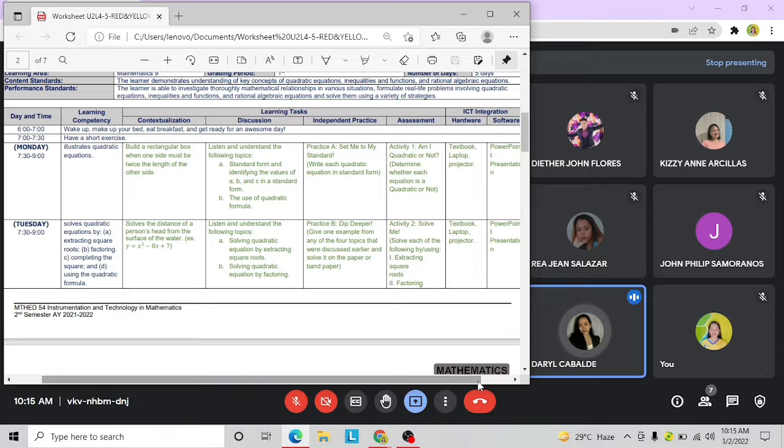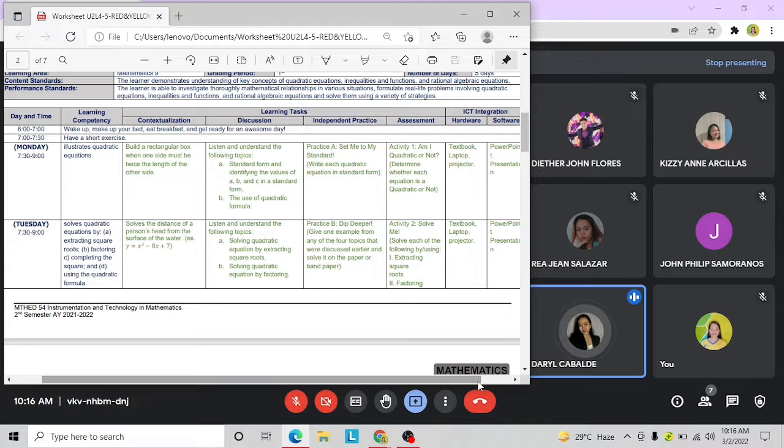Okay, for the day, 7:30 to 9, the learning competency was to solve quadratic equation by extracting square roots, factoring, completing the square, and using the quadratic formula. So our contextualization solves the distance of a person's head from the surface of the water. For example, y equals x squared minus 8x plus 7. So the discussion will be: listen and understand the following topics.